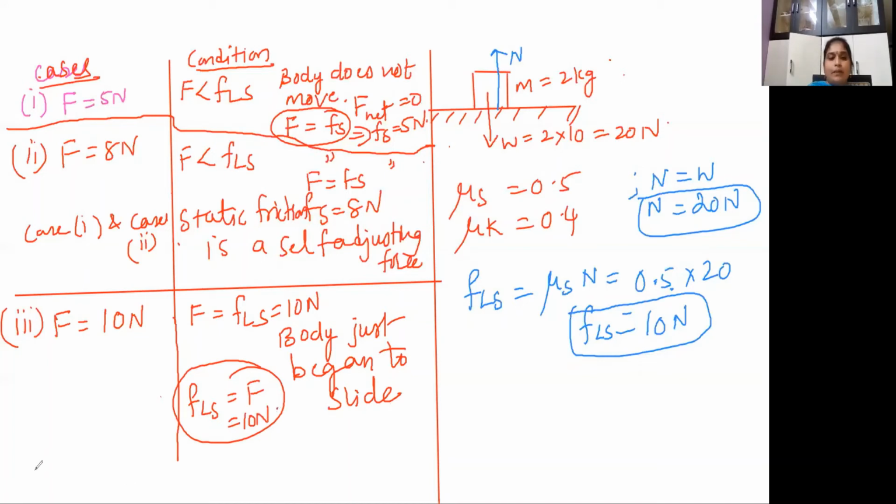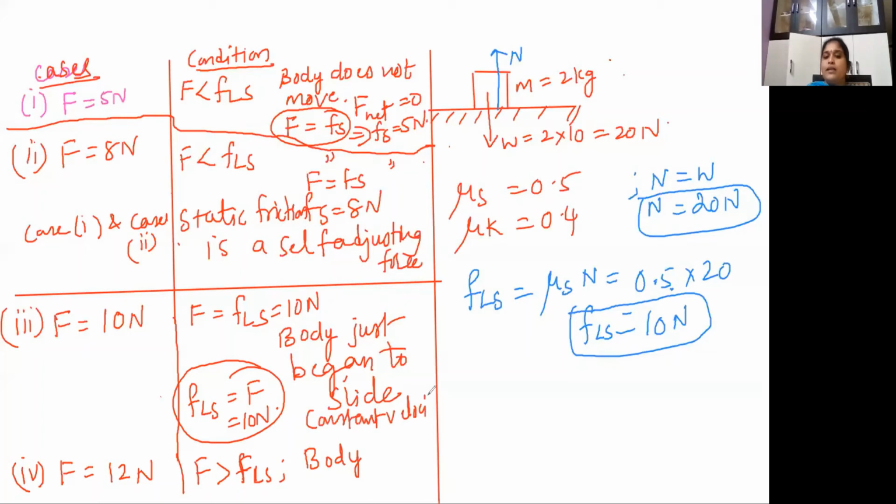Now we'll apply the fourth case, children, where the applied force is equal to some 12 Newton. So the applied force is greater than limiting static friction. In that case, the body accelerates. If the body moves with constant velocity, the net acceleration in this case is zero.